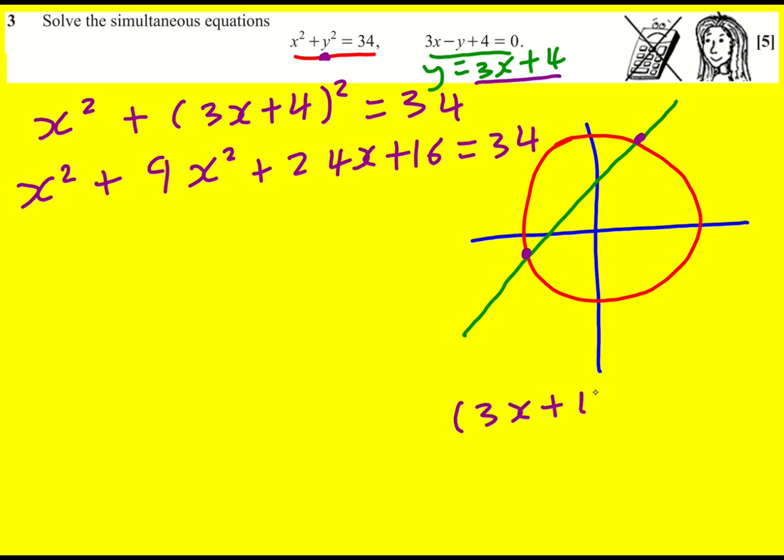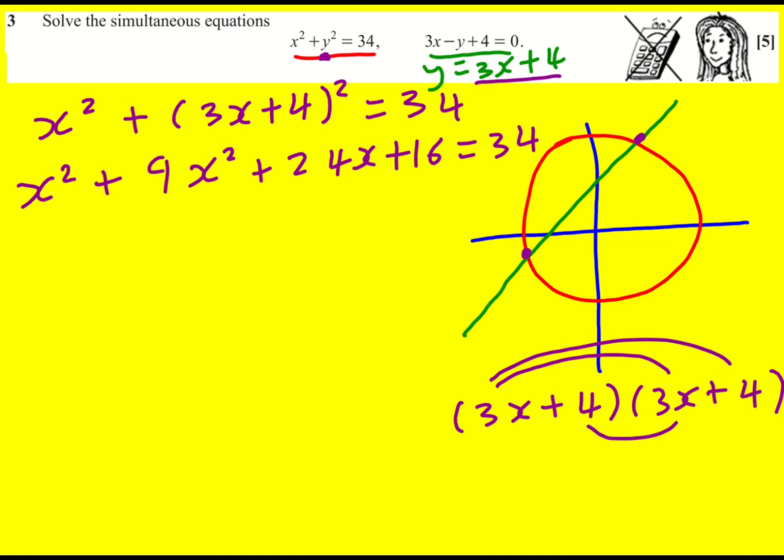Okay, let me do that a little bit more slowly. What I've just done is 3x times 3x, then I've done 3x times 4 to give me 12x. I've done it here as well, 12x, added them together, and then finally 4 times 4. So that's where all that came from.